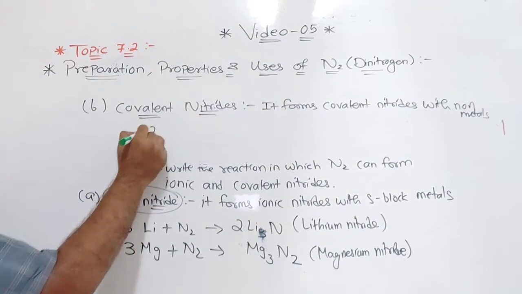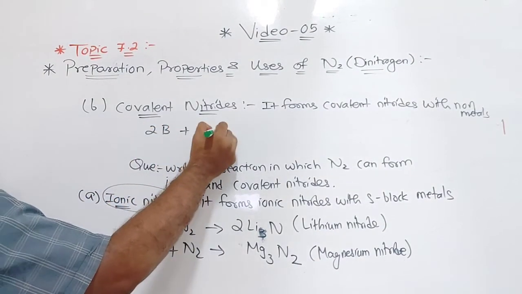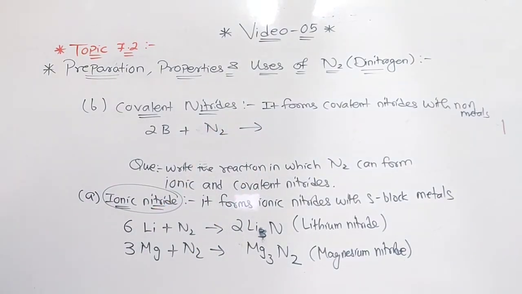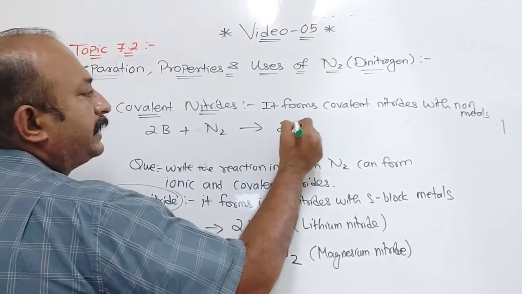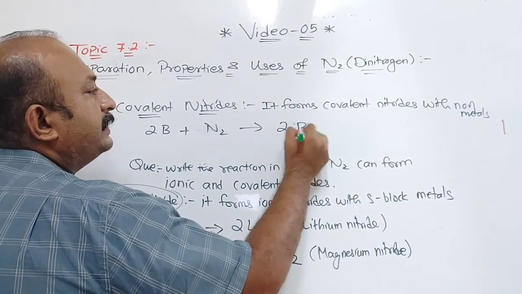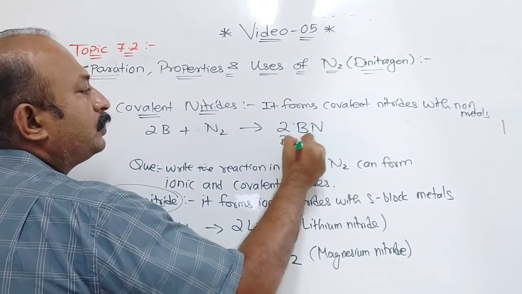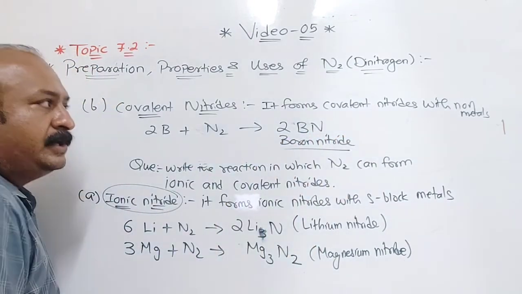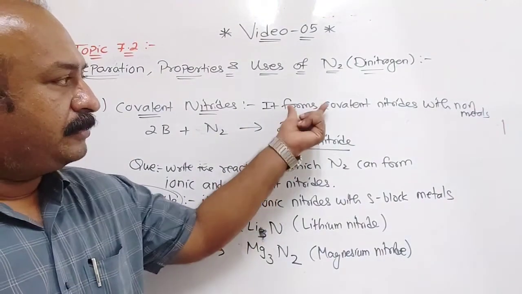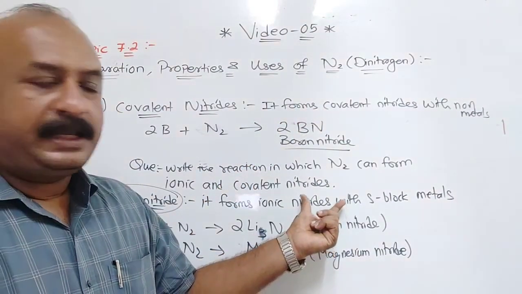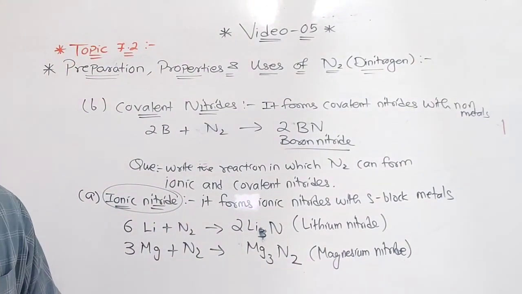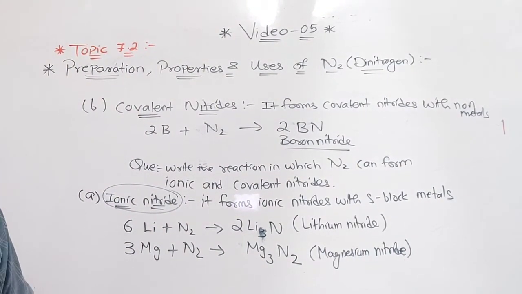Now in that, what example have we seen? Boron plus N2. Understood? Not barium, it is boron. Boron plus N2 gives you boron nitride, 2BN, like this. Understood this part? So this is a covalent nitride with a non-metal, and with s-block metals it forms ionic nitride. So this was all about the formation of nitrides.